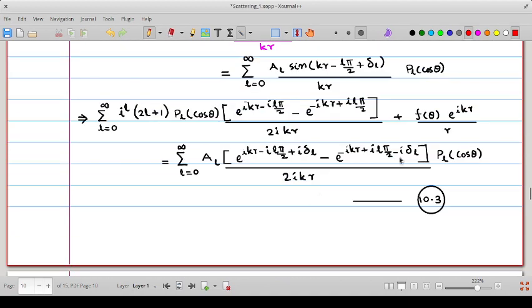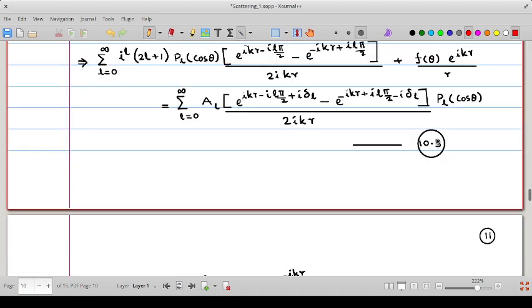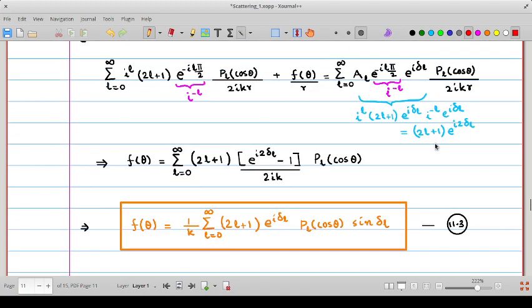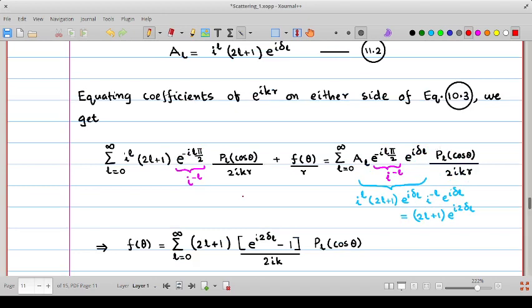We can now go back to equation 10.3 and equate the coefficients of e to the power ikr. So, we will have one term coming from this factor on the left hand side, and on the right hand side, we will have a term coming from this factor. But in addition, we have one more term. On the left hand side, we have an e to the power ikr corresponding to the scattered wave. So, putting all of them together, we will get this equation.